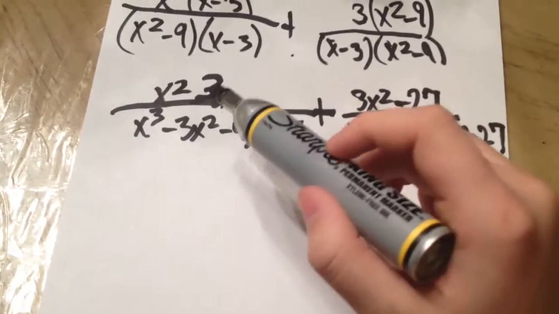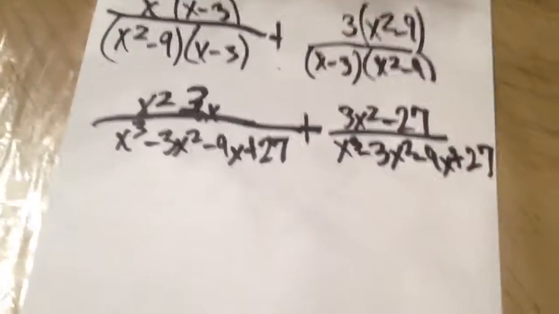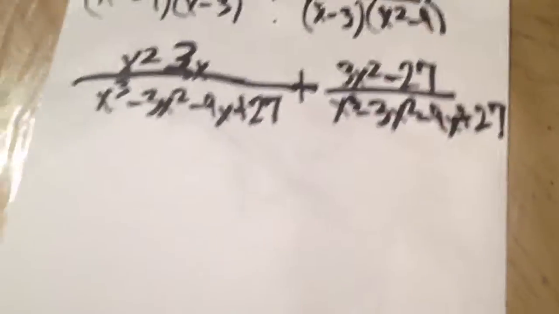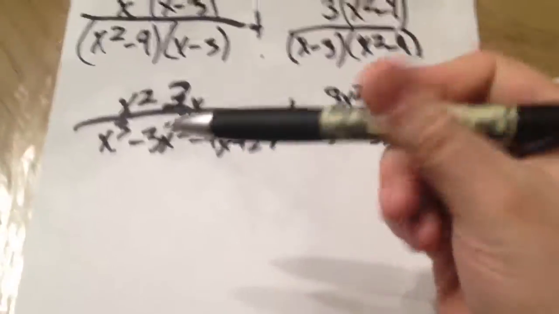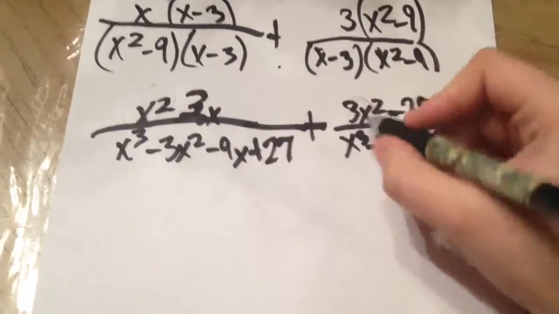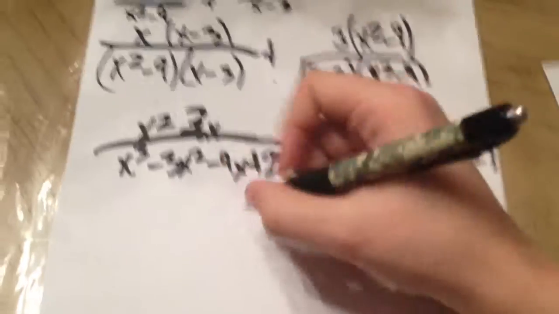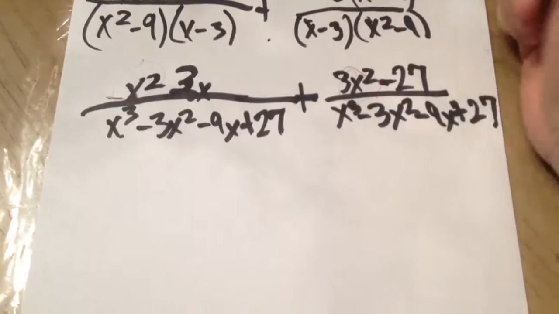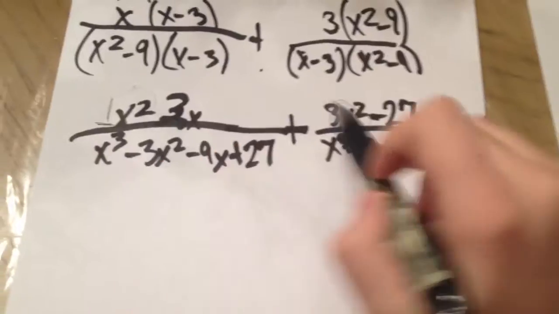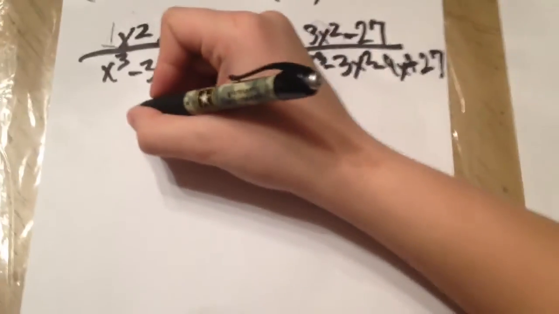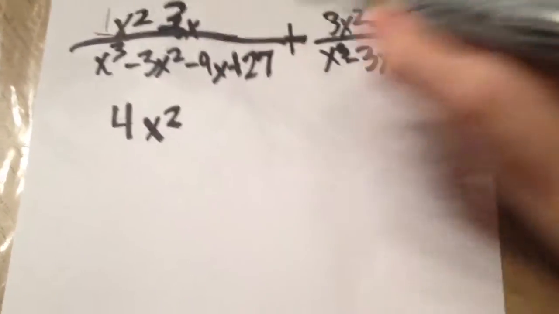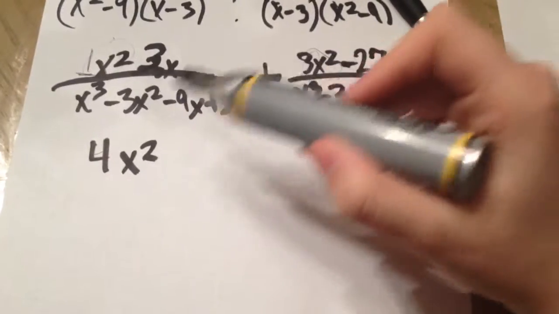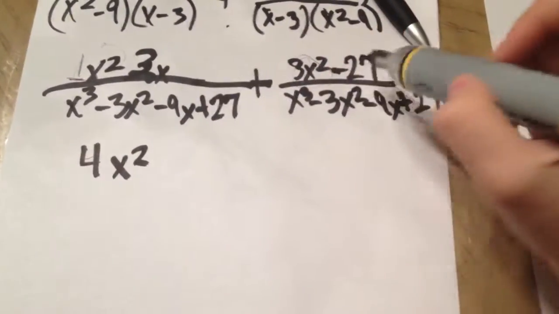So find your like terms, and I'm going to use a pen for this one so it's not so thick and won't run everywhere. Alright, so any x squareds in this equation, it'd be 3x squared. So if you have 3x squared plus x squared, remember this is a placeholder for 1. So if you have 1 and 3, it will be 4x squared.